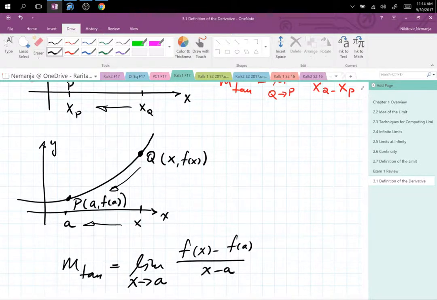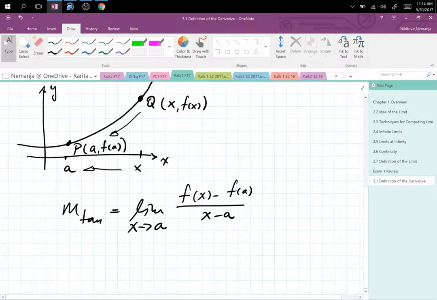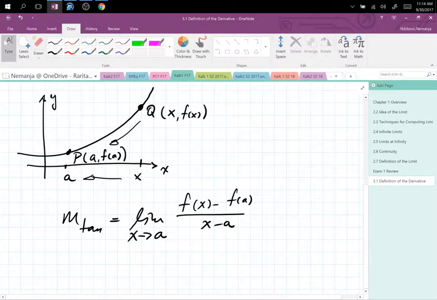So this is the same tangent line as above, but now I just used x's and a's rather than p and q's and stuff, so it's easier for us to see and understand looking at the graph. So we can actually compute the limit now.